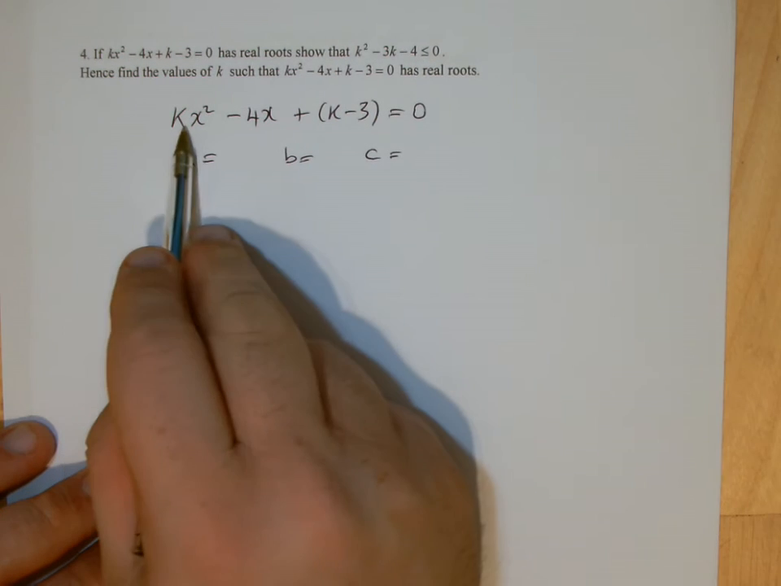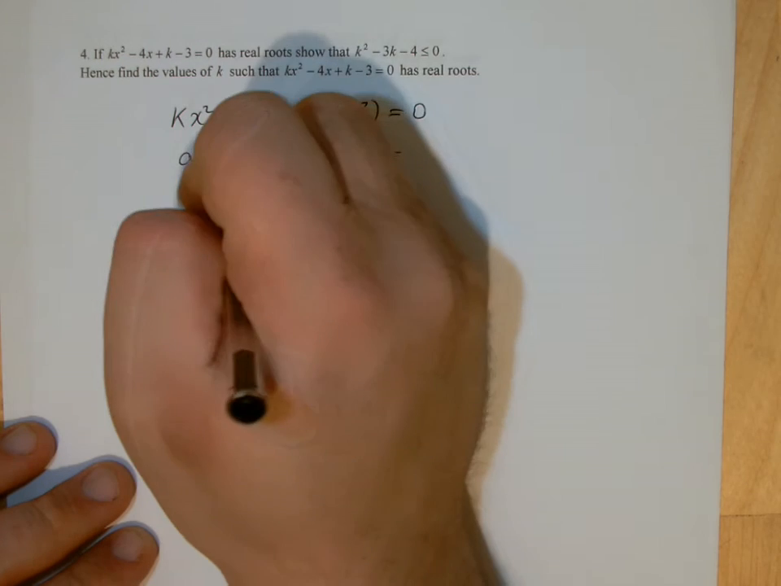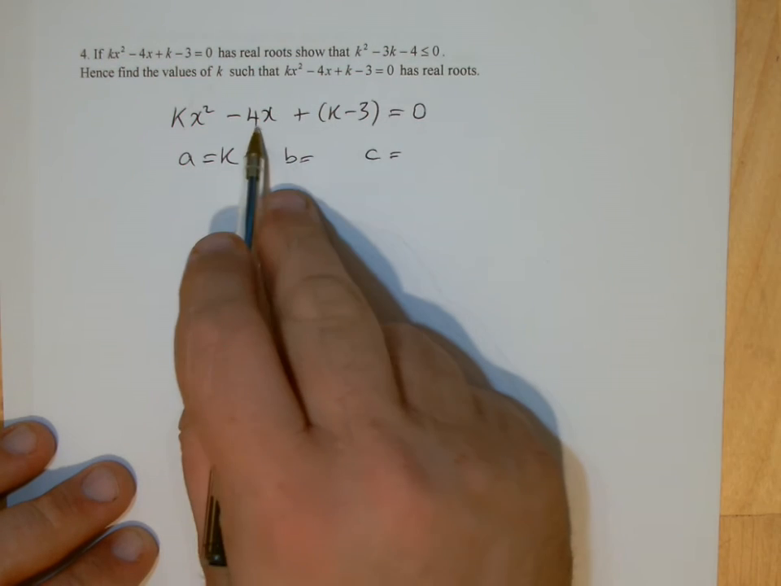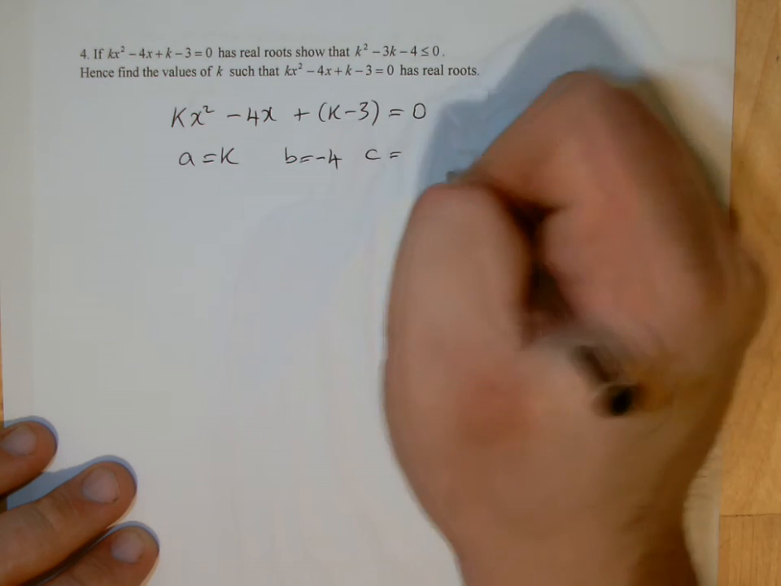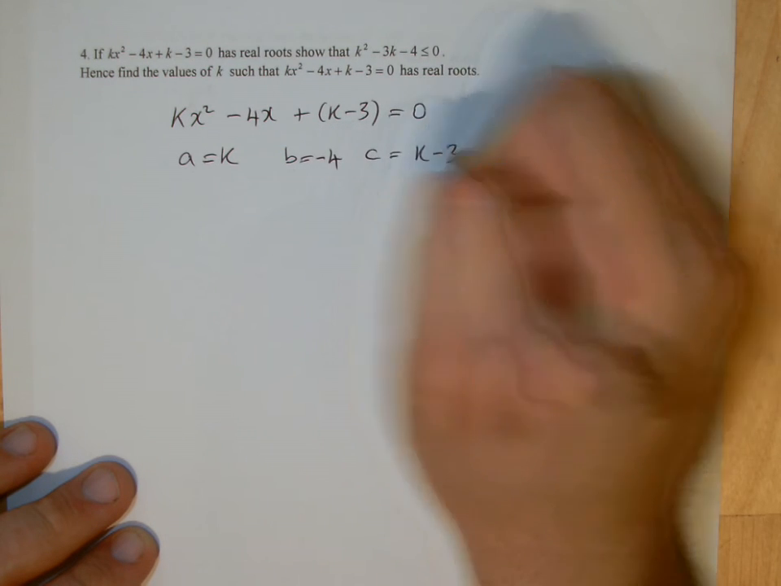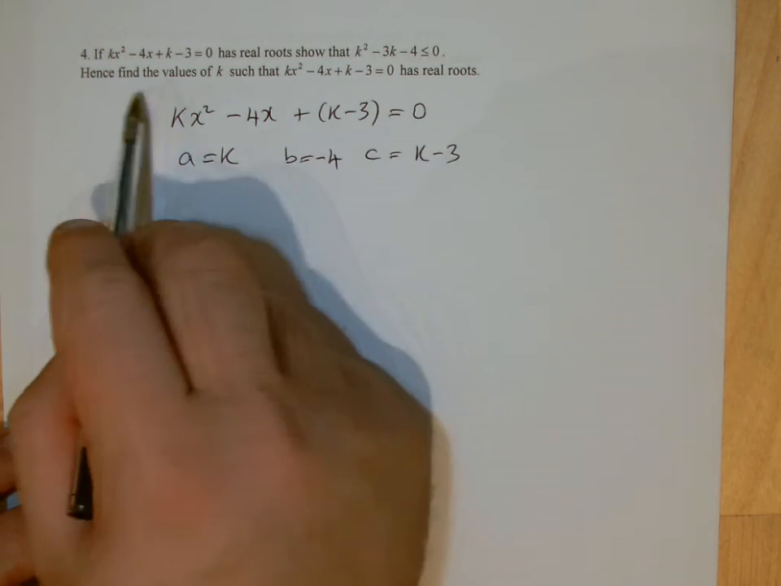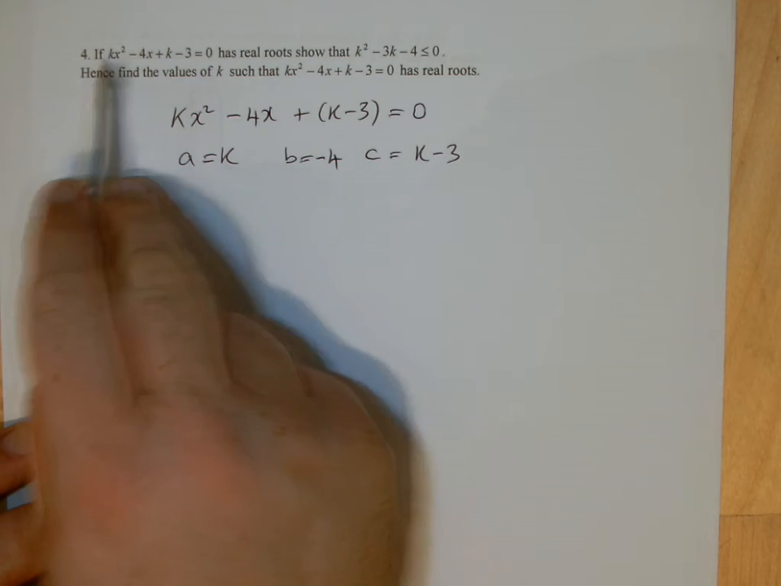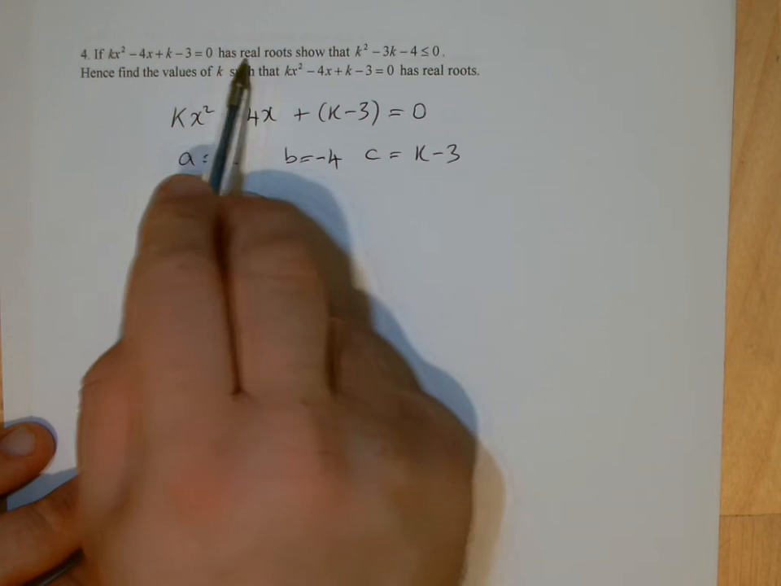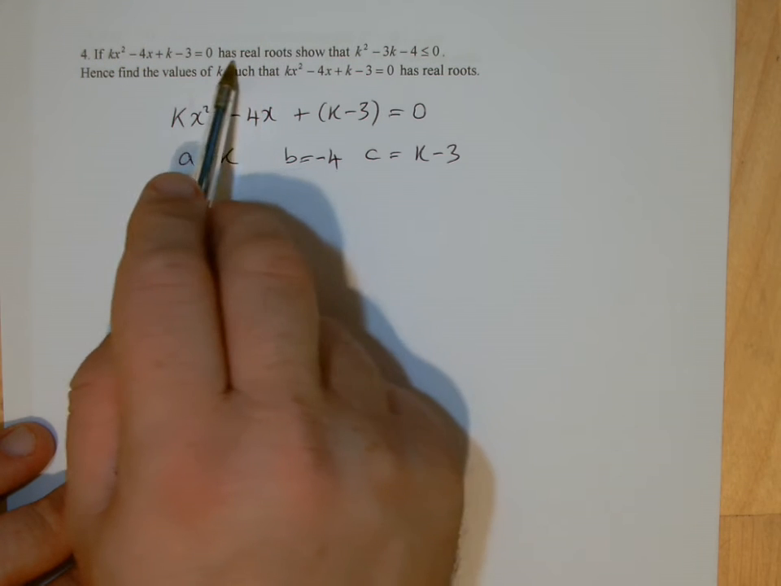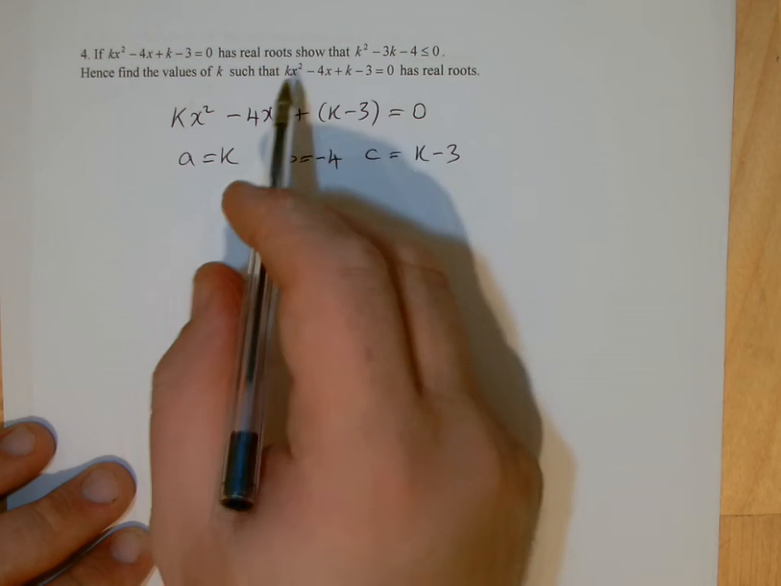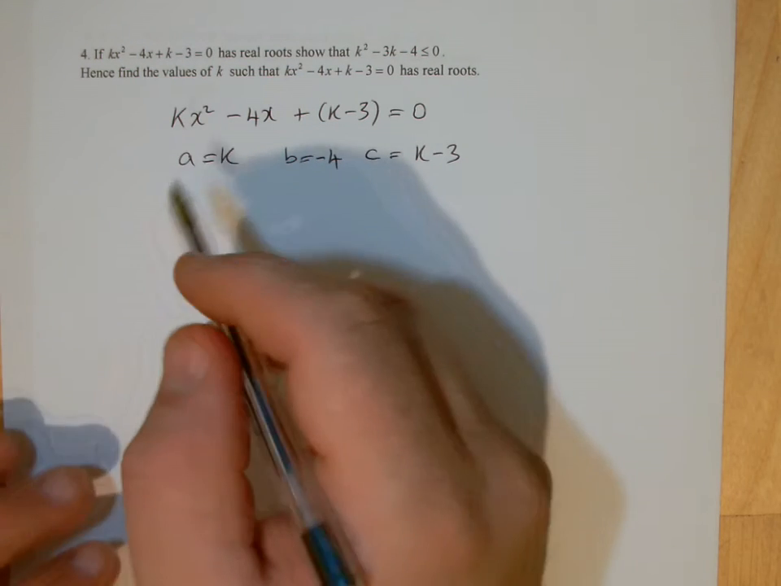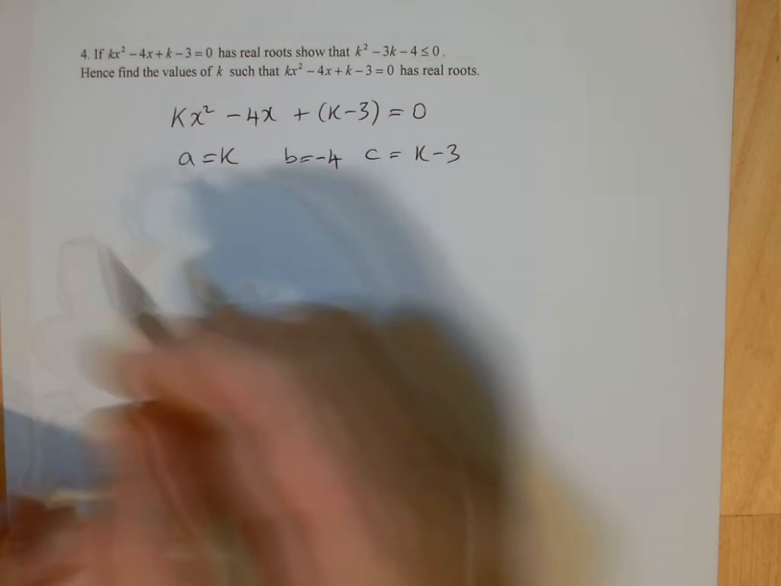So your a is the value in front of the x squared, which is k. The b is the value in front of the x, which is minus 4. And the c then is this constant at the end, which is that bracket k minus 3. Now, it's interesting here, it just says real roots. It doesn't say two real and distinct roots. It just says real roots.